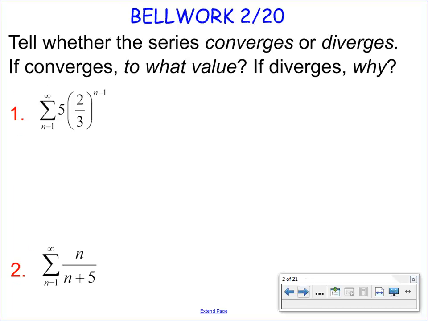Firstly, if a series is geometric with our ratio r less than 1, it's guaranteed to converge. Not only do we know it converges, but we can also figure out to what value it converges using our geometric formula. And so the first one looks to me like a geometric series with r equals 2/3. 2/3 is less than 1, therefore this must converge.